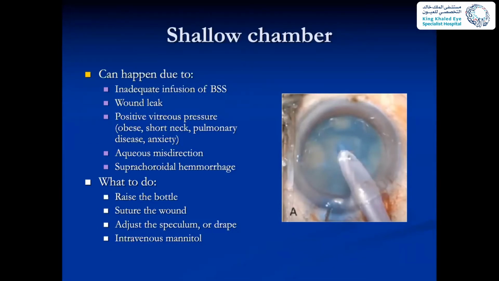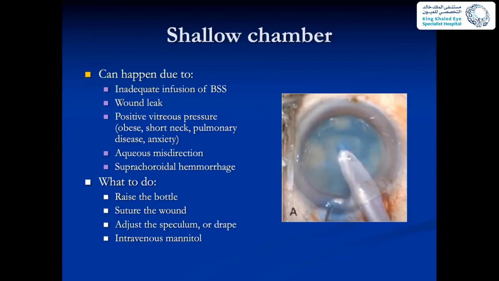Other is wound leak. You might infuse enough, but the output, or what's coming out of the eye, is more than what is incoming to the eye, and this will have the wound leaking and causing shallow chamber. Third reason is a positive vitreous pressure, especially if the patient is obese or having a short neck or having pulmonary disease, having difficulty with the breathing, or anxiety that is applying some force.